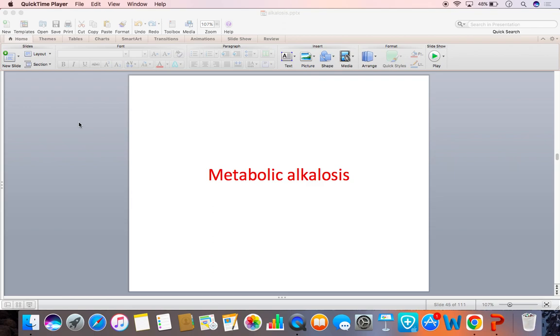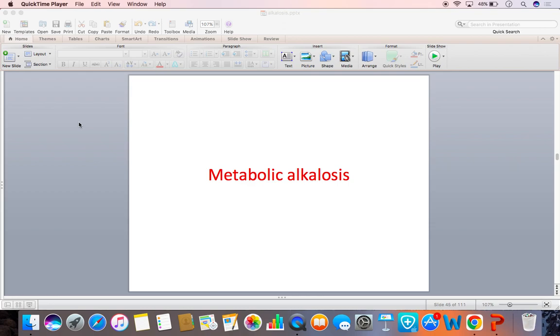What is metabolic acidosis? When the serum bicarbonate level is less than 22 milliequivalents per liter, this is called metabolic acidosis. What is metabolic alkalosis? When the serum bicarbonate level is more than 26 milliequivalents per liter, it is metabolic alkalosis.